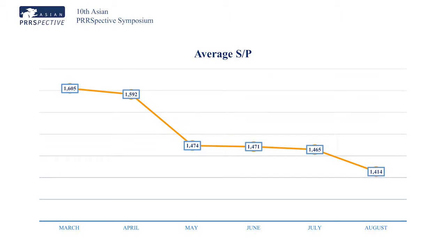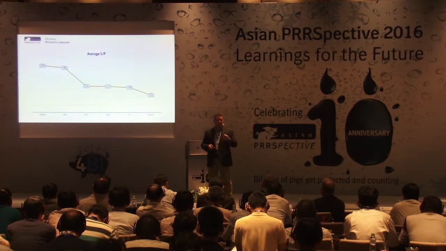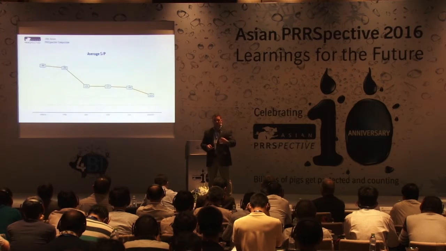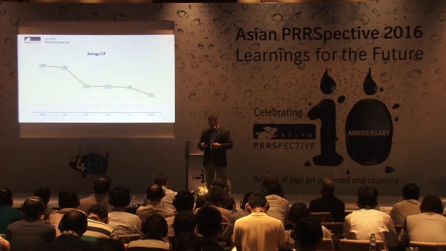So my question to you is, we're now in August. Is it safe to bring in naive animals? Can we safely bring them into the farm and have confidence that we'll be able to continue to bring in animals and make this farm PRRS negative?